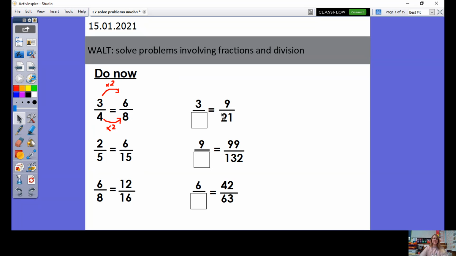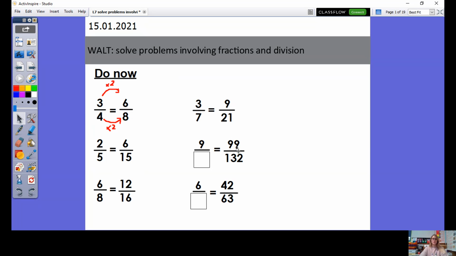Okay, let's move on to this side. So a bit tricky this time because we might have to use some of our division facts to help us as well. So I know that 9 divided by 3 is 3. So I also need to divide 21 by 3 because I must do the same. So 21 divided by 3 is 7.